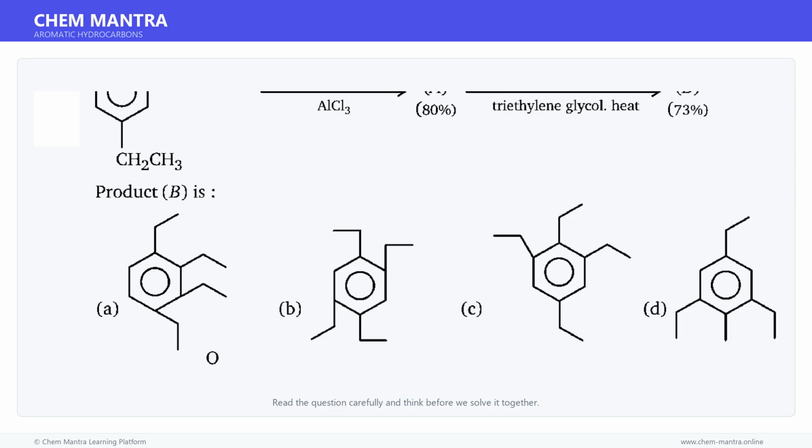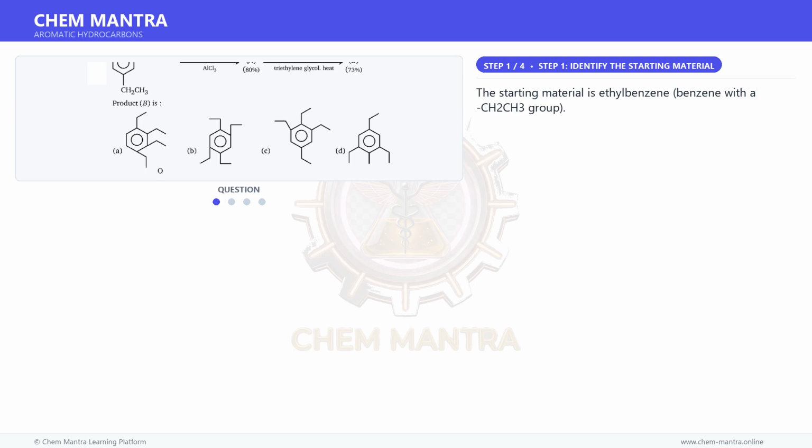Here is a question. Read it carefully and think about the answer. Let us solve it step by step. Let us begin solving this step by step. The starting material is ethylbenzene, benzene with a CH2CH3 group.